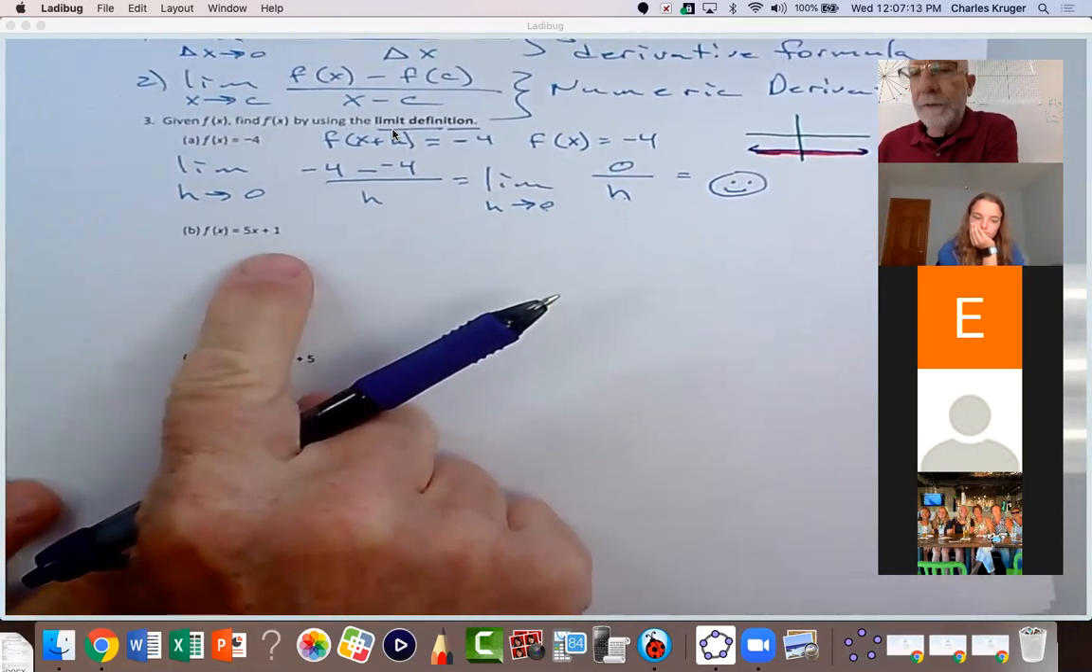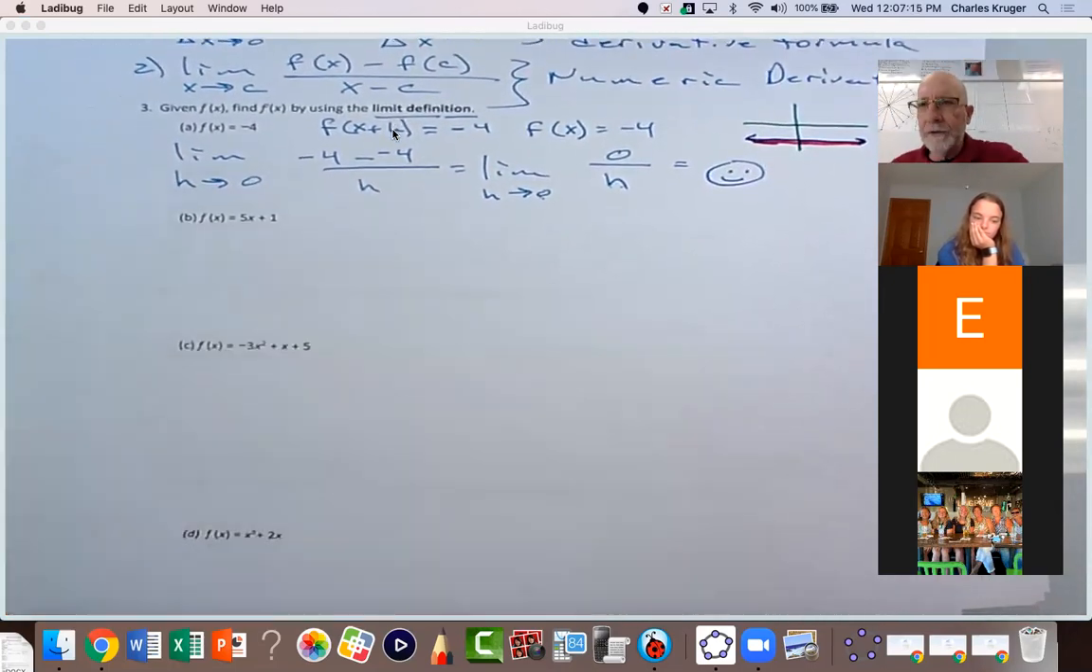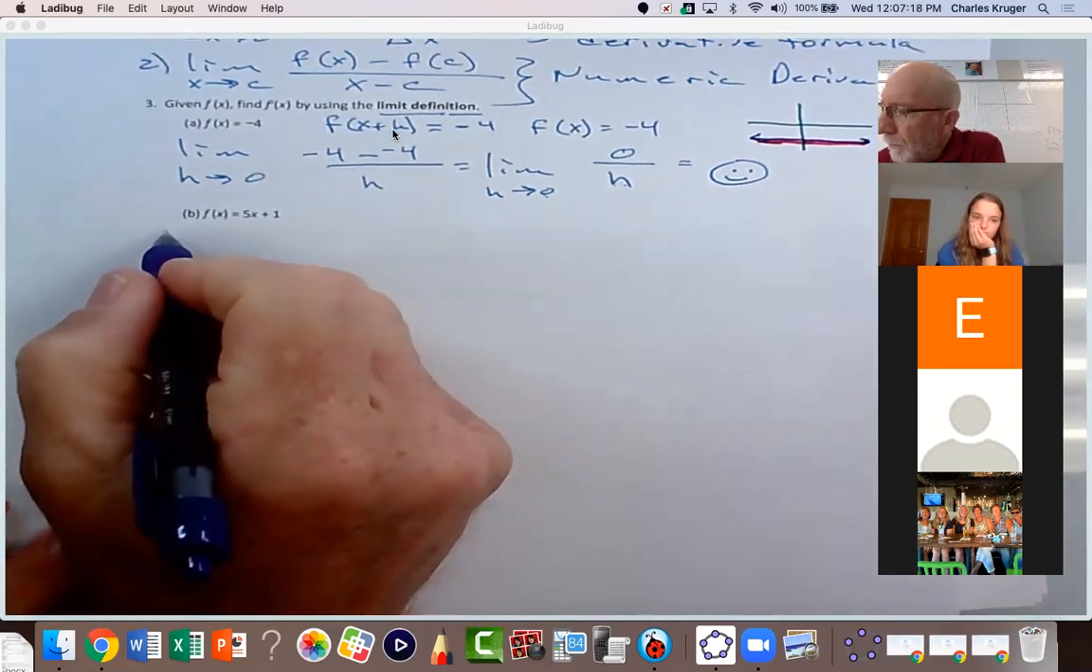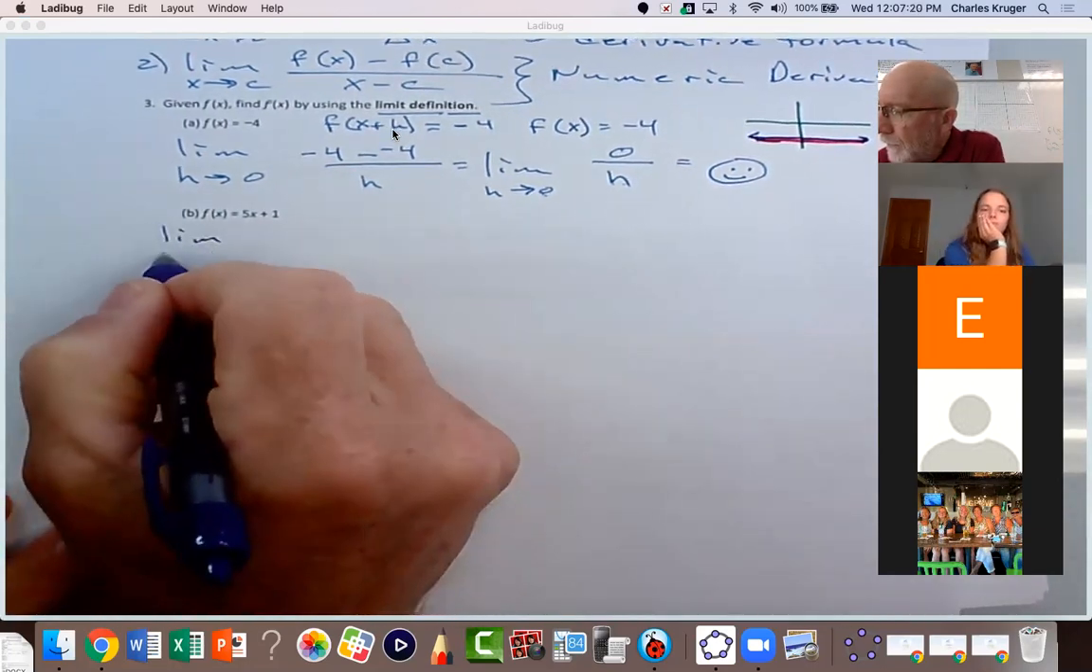All right, the next one, like I was telling the other class, you should see that the derivative of this is 5. So we better get 5 as our answer. So I'm going to do the same type of thing. I'm going to use delta x in this case.